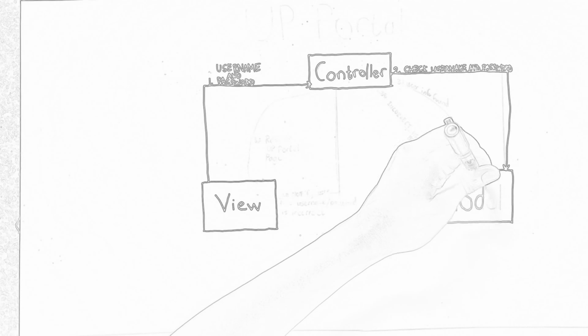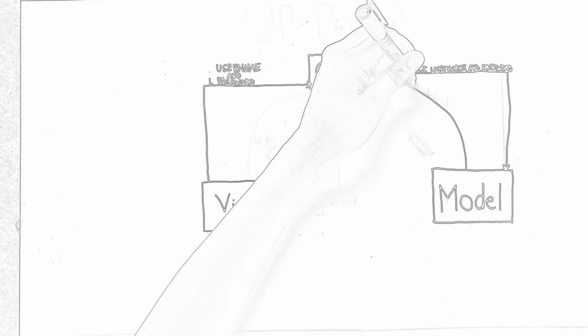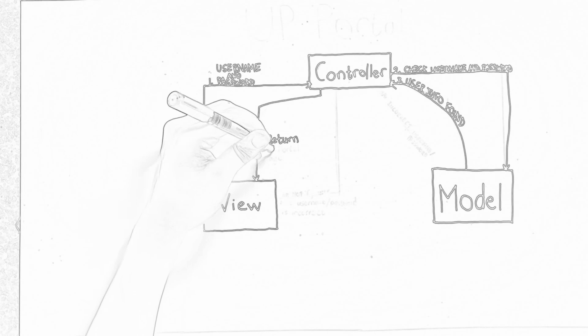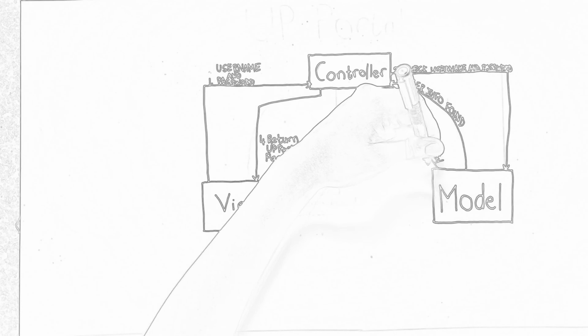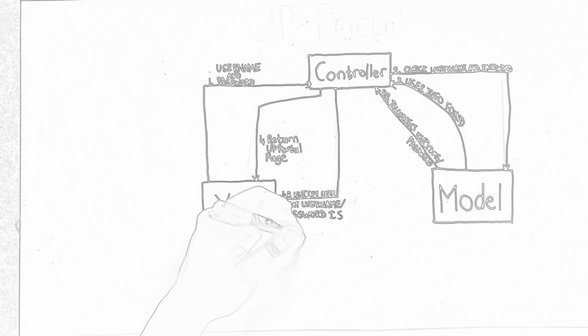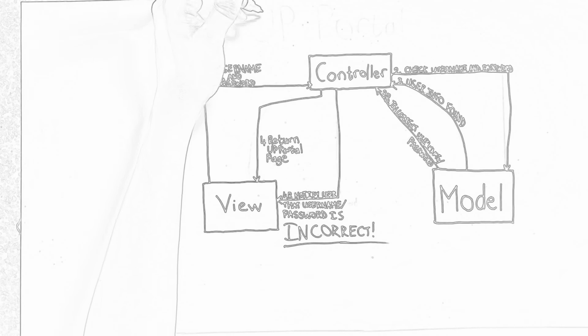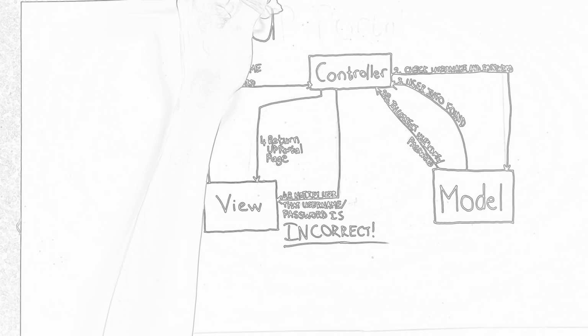Your view is where your user will be able to enter their username and password, which is then sent into the controller. The controller checks the username and password in the model. Once the user's info has been found, the model then passes that info back to the controller, and then the user will be able to successfully log into the UP portal page.